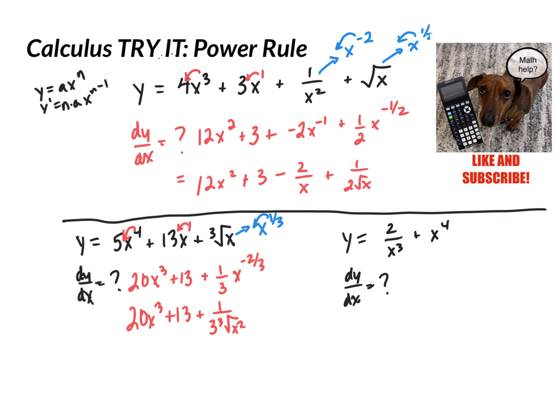Next, I would rewrite this as 2x to the negative third. So you'd bring that power down, so it would become negative 6. And then reducing your power, you go to the negative fourth. And here you bring this down, 4x cubed. So you could rewrite this as negative 6 over x to the fourth plus 4x cubed.